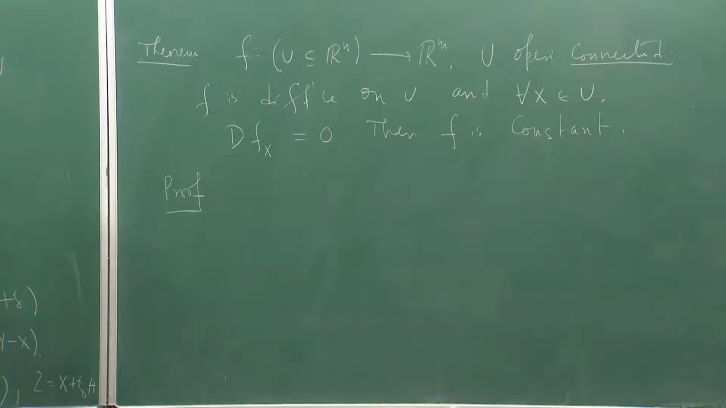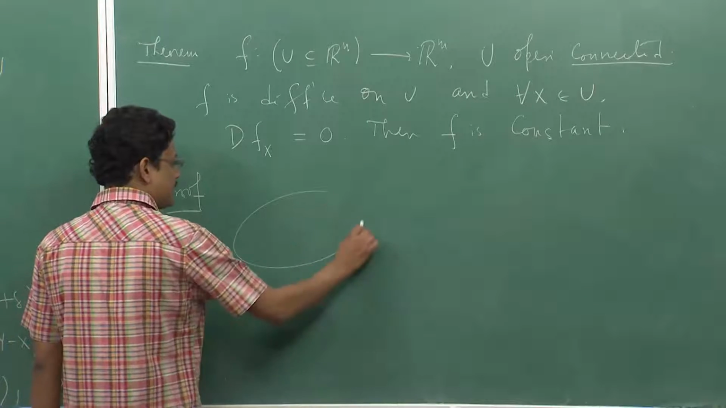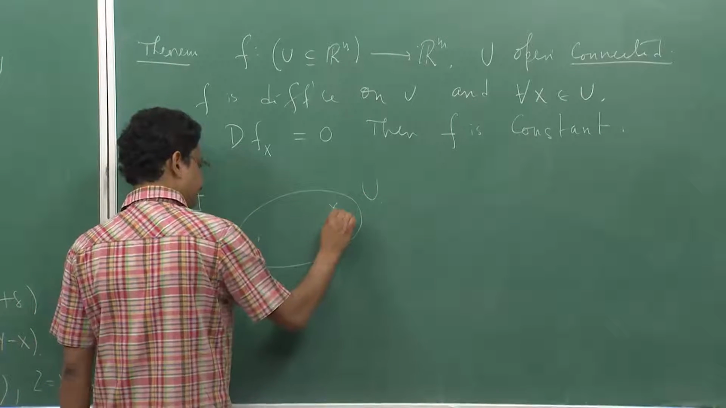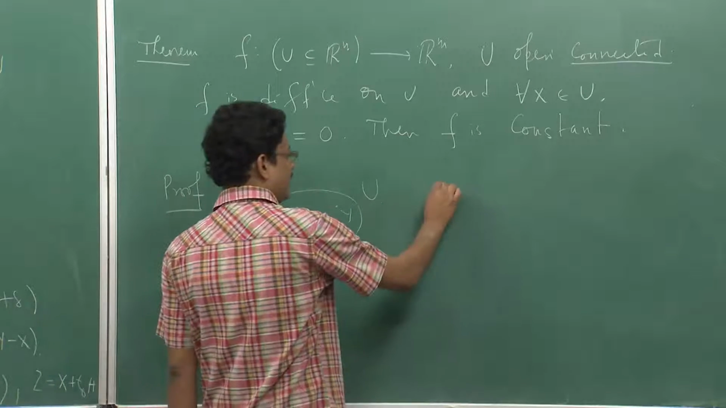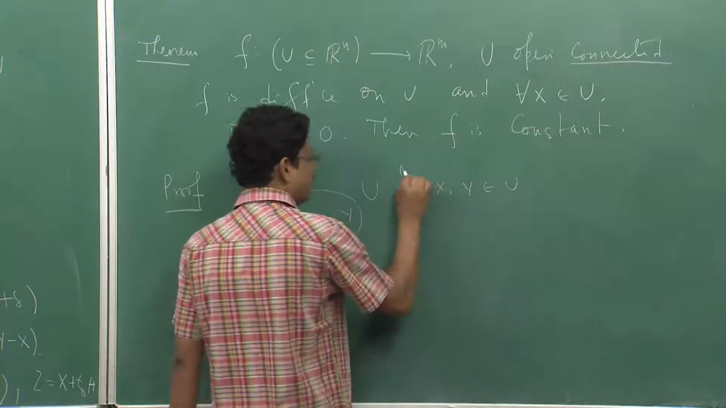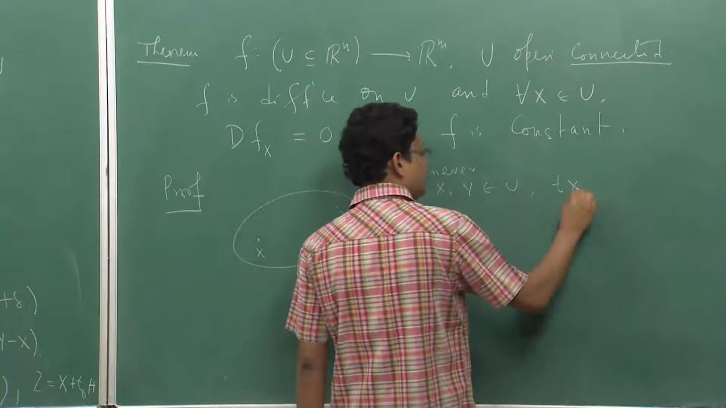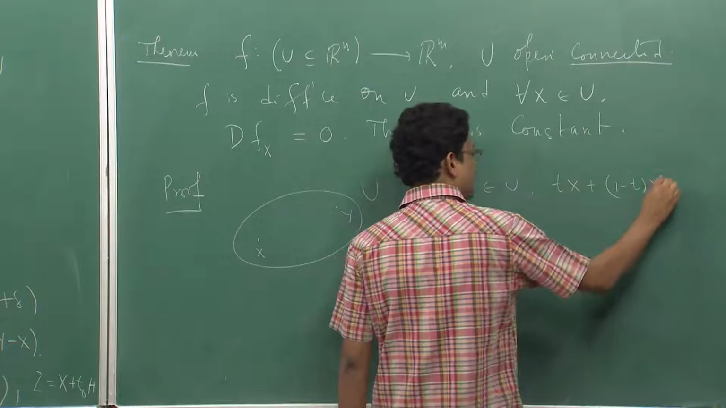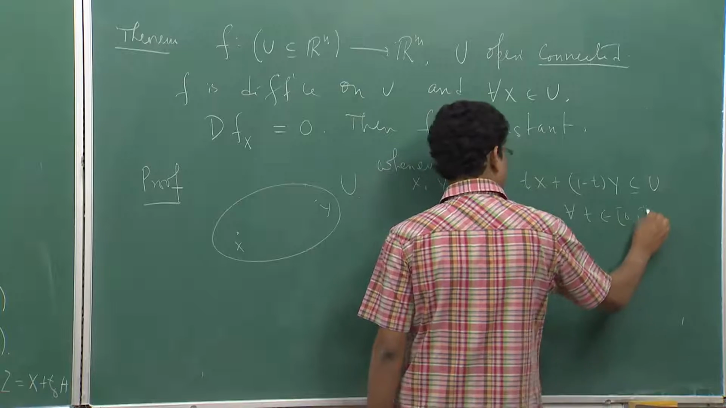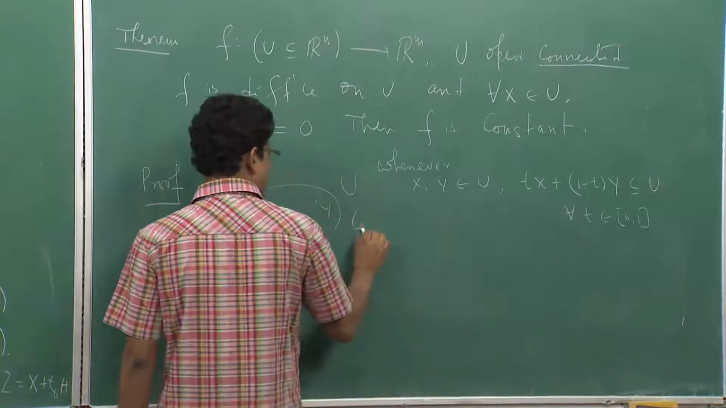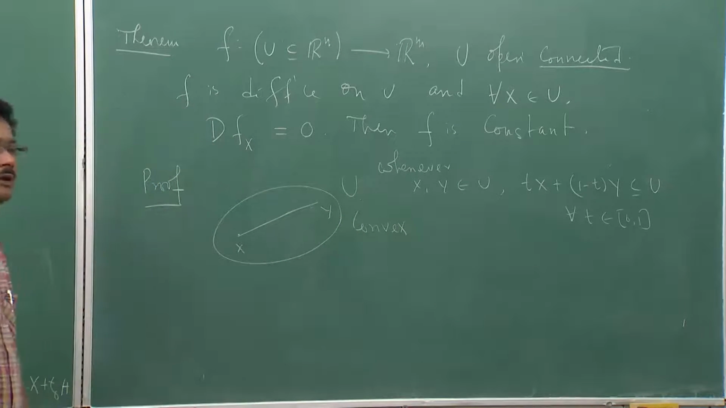See, just think about it. I will not write the entire proof. Suppose U is this kind of set, that whenever x and y are in U, the line joining x and y is also in U for all t. Such a set is called a convex set, right? Any two points are there, and the line joining them is always there.